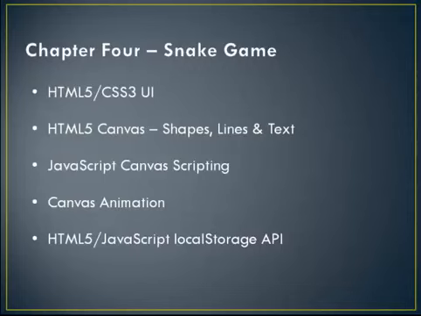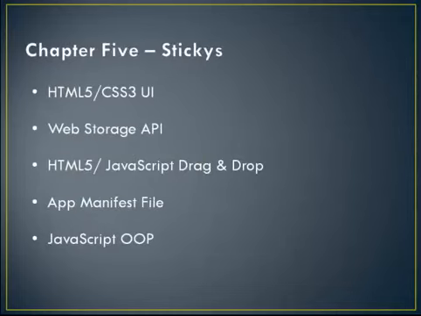Each time the snake eats the food on the canvas, we want the score to increase. Then at the end it should have a high score, and that high score will stay there until it's beaten, and then it will be replaced by the new high score. So that's basically how the game will work.